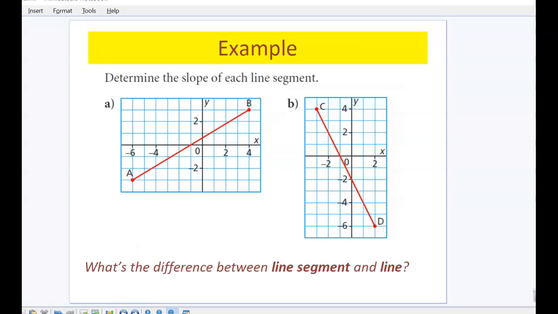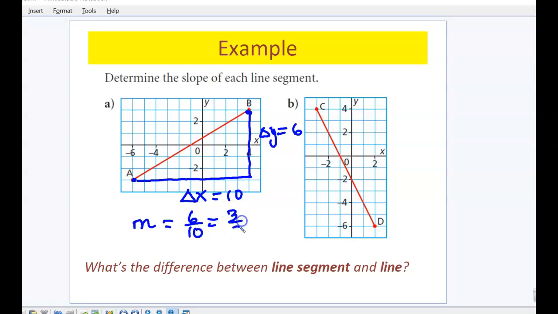Determine the slope of each line segment. Okay, so to figure out the slope, one way of doing it is taking my point here and my point here and looking at my change in x and my change in y. So my change in x, I'm going from -6 to +4, so that's 10. My change in y is going from -3 to +3, so my change in y is 6. So therefore my slope, the symbol we use for slope is m, is 6 over 10, which is equal to 3 over 5.